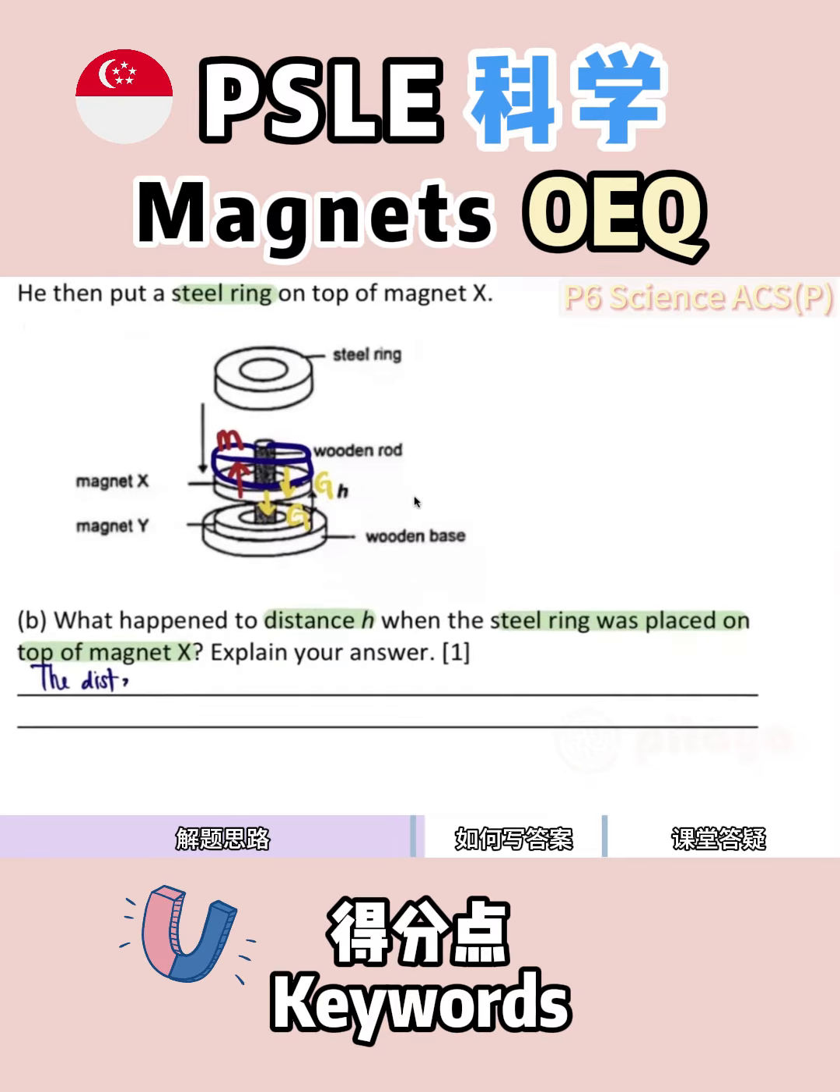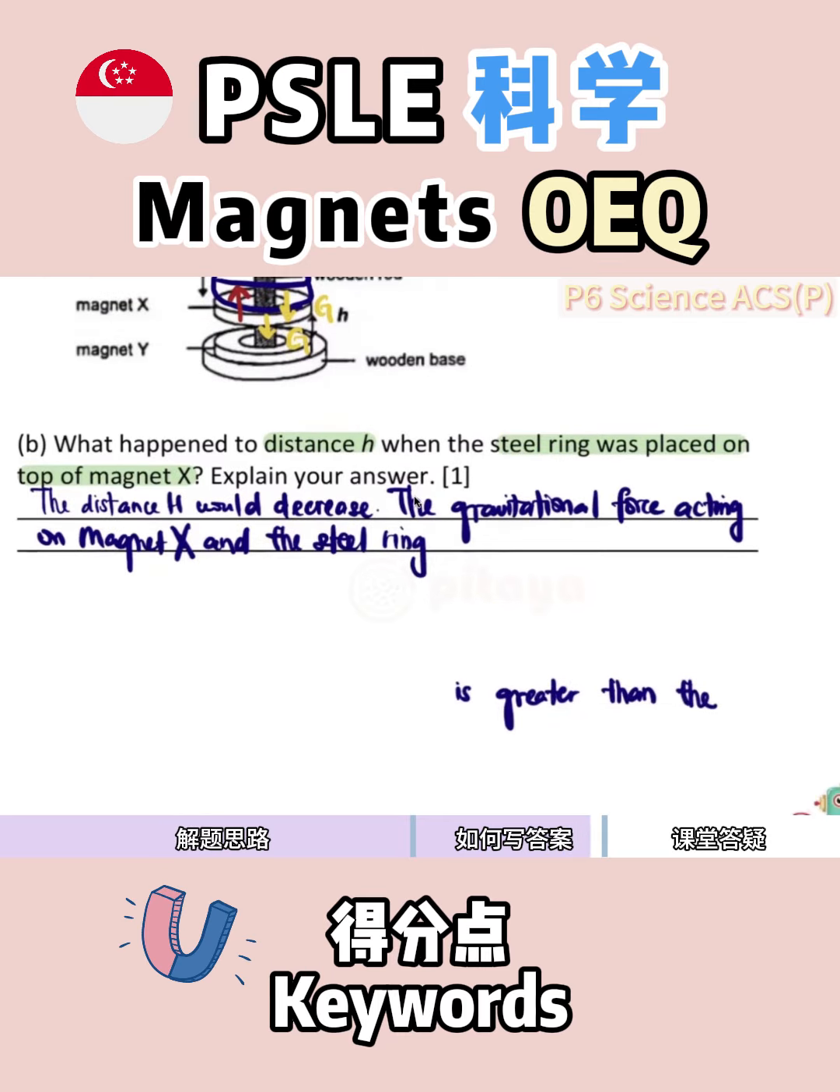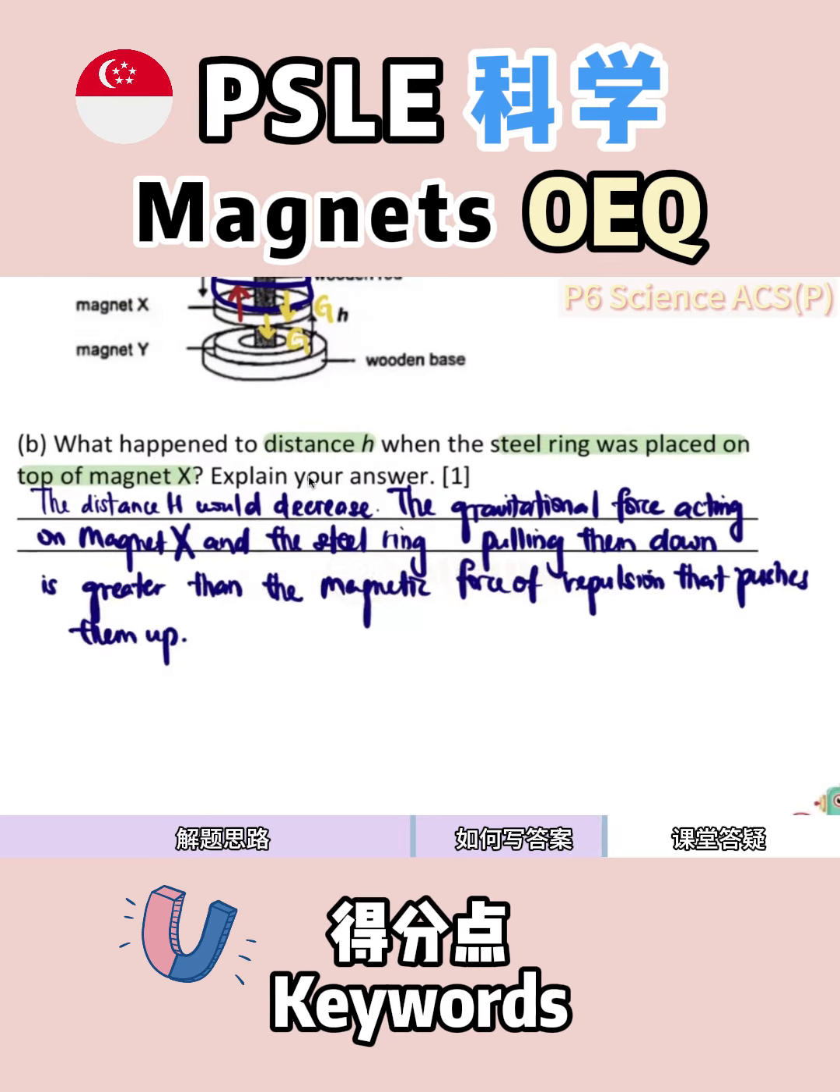The reason is because of the gravity, you can write down gravity or their weight. The gravitational force acting on, in this case, we have both things stuck together, the steel ring and the magnet X. So the gravitational force acting on magnet X and steel ring is greater in size, greater than the magnetic force. I wrote the distance will decrease as the steel ring's weight acts against the magnetic force.